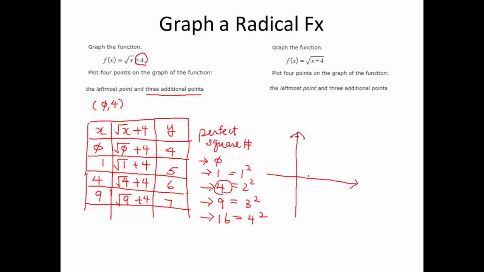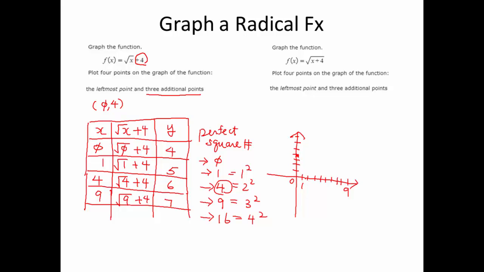So we have 0, 1, 2, 3, 4, 5, 6, 7, 8, 9. 9 is right here. So here is 2, 3, 4, 5, 6, 7. So I have 0, 4 right here.